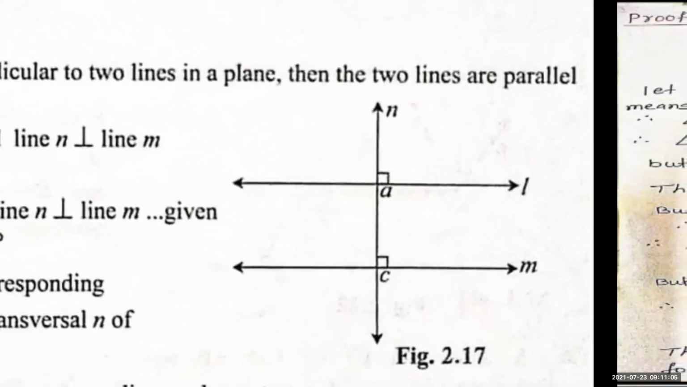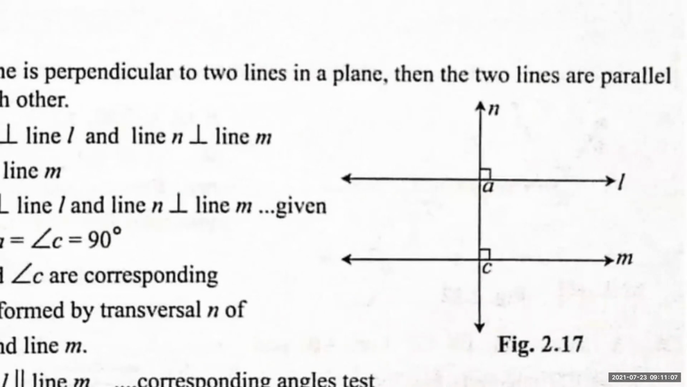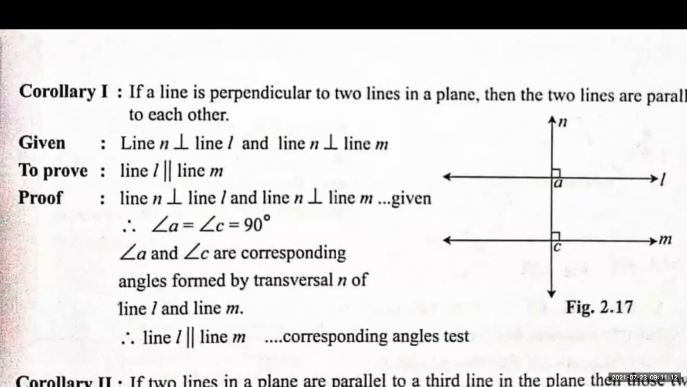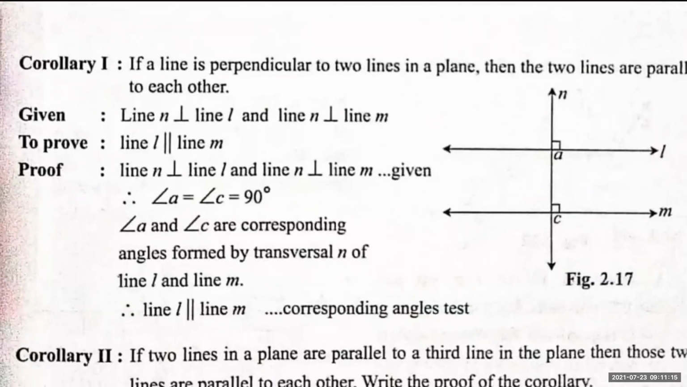The statement next to the word "then" we have to prove, and the part before "then" is all given. So we will write here "given". The given is here: line N is perpendicular to line L, and line N, the same line, is again perpendicular to line M. So line N is perpendicular to both the given lines. One by one, write it.